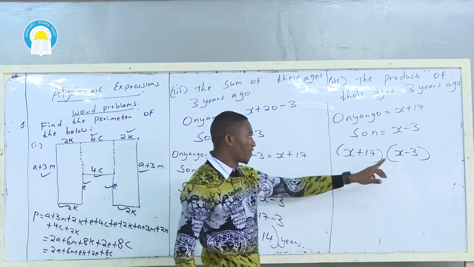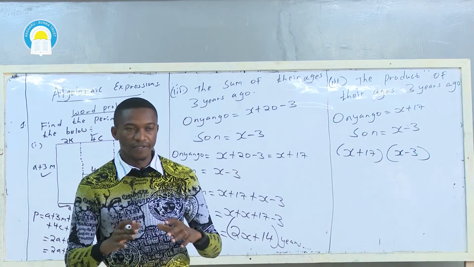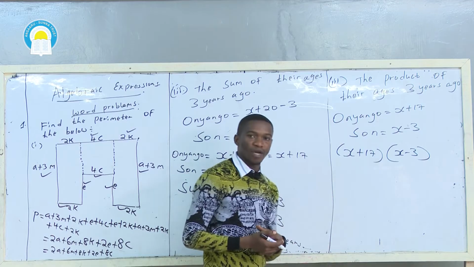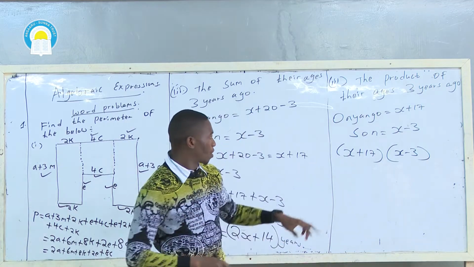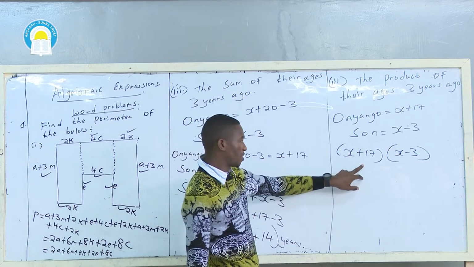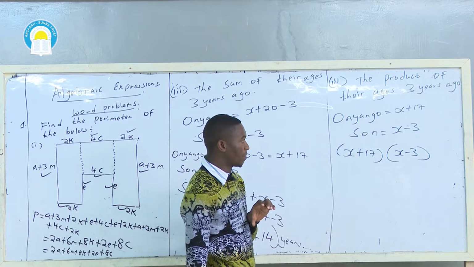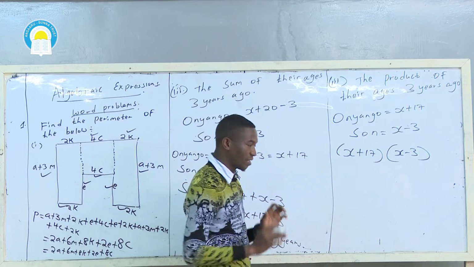Then we are also having bracket x minus 3. So what you're supposed to do is this. We are going to expand this, then the final answer will be the product of their ages 3 years ago. So in the first part of the bracket, we are having x plus 17. We pick one number or letter, then we open a bracket, we write the second bracket the way it is.